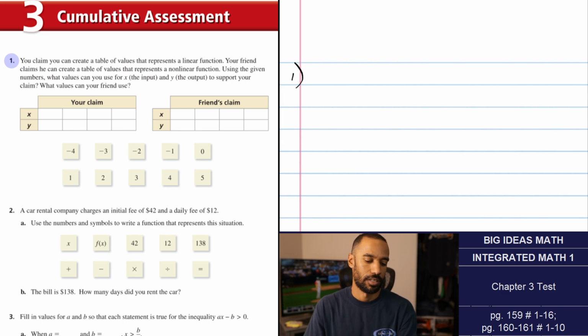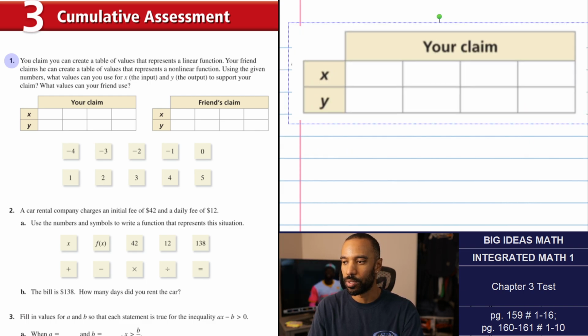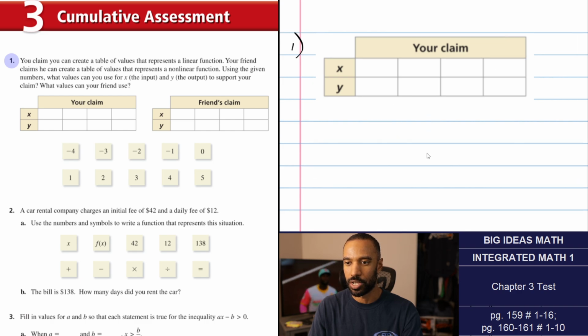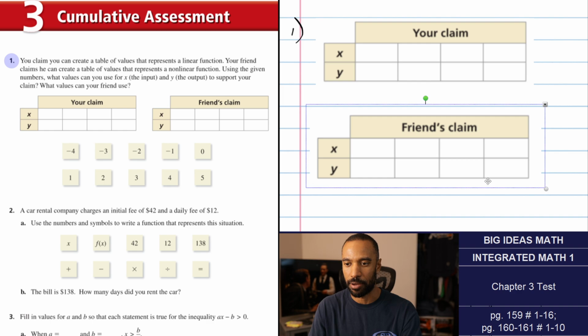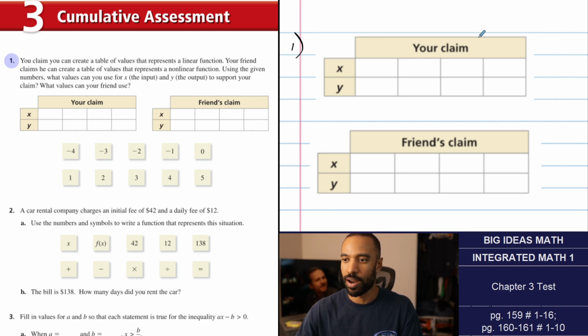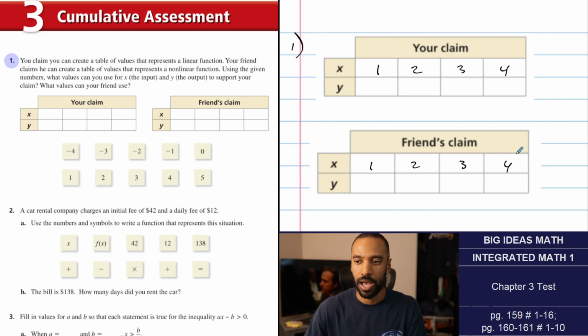Looks like values will have to repeat themselves every so often, so get ready for that. I'm going to bring in my claim and my friend's claim. I need to create a linear function. In order to do so, my x's must increase by a constant amount. So do I have options to do that in any sort of way? Yes, I do. I can do 1, 2, 3, 4 for x. There's no problem. And I probably want to do the same thing for the friend's just to be sure that all's good. As long as 1, 2, 3, 4 are there, I'm good on that.